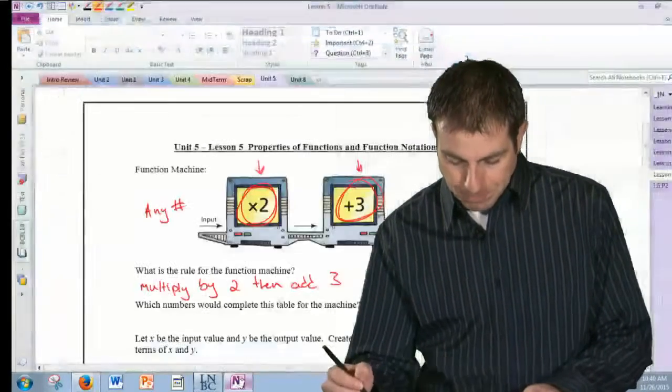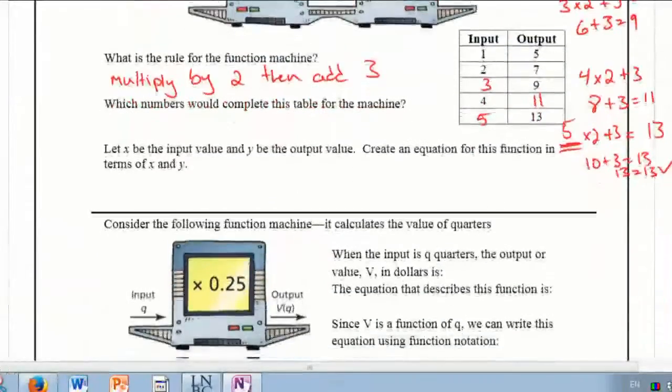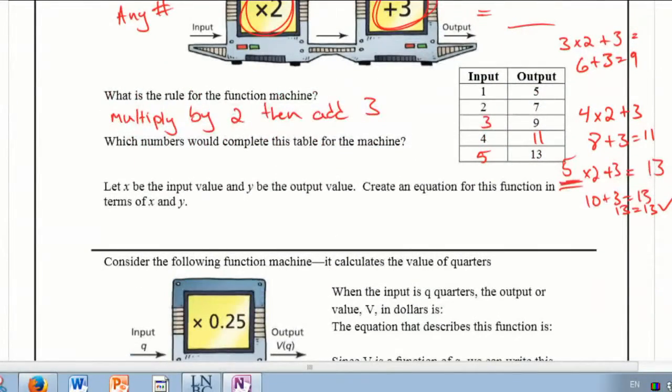So we finished the table of values. We filled it out. So the next thing, let x be the input value and y be the output value. Create an equation for this function in terms of x and y. So what we're saying is, if everything here in my input column is x, and everything here in my output column is y, can you come up with an equation that figures out all of the values?